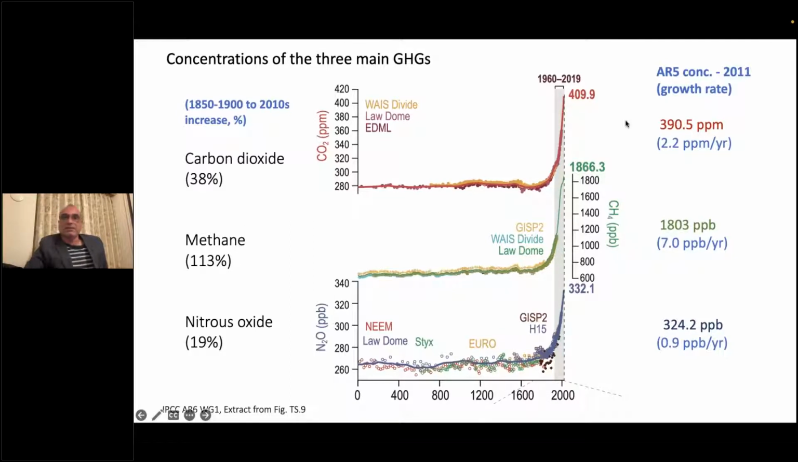We also give the numbers, like what it was at the AR5 cycle, about 10 years back, and the concentrations today. So you can see how fast these concentrations have increased, and these increase rates are actually at the highest level in all our history. So it's really the anthropogenic activities that are pumping these greenhouse gases into the atmosphere.